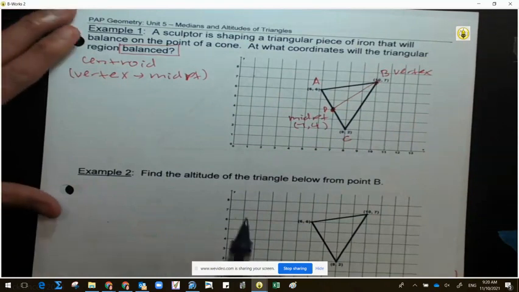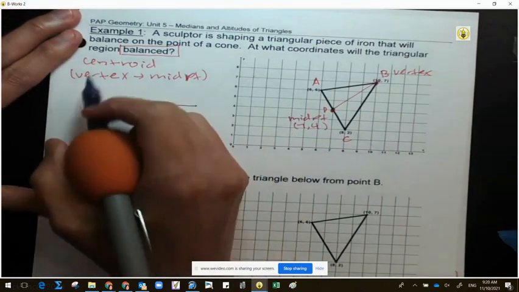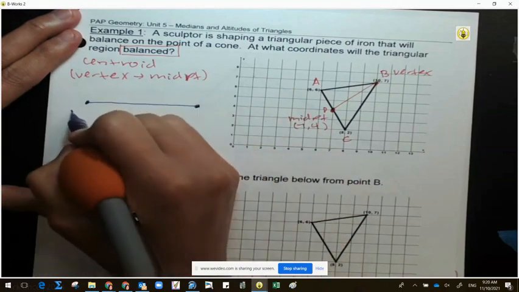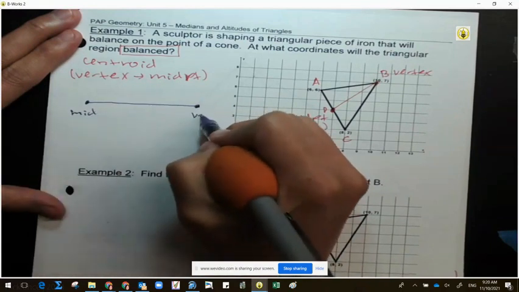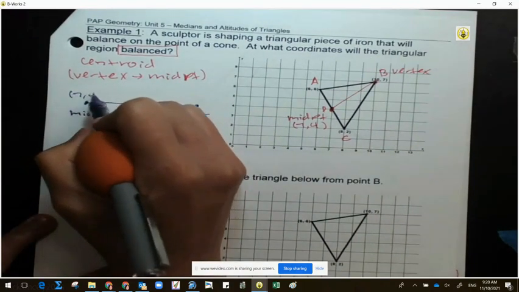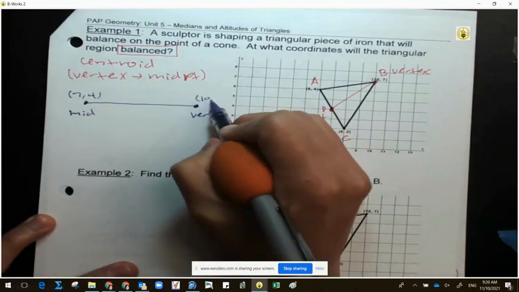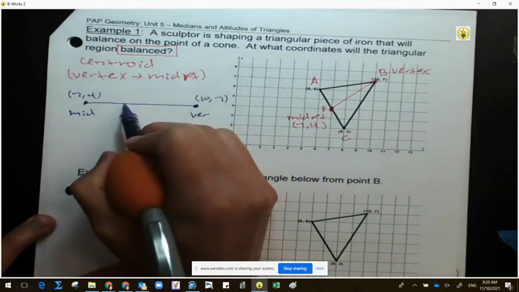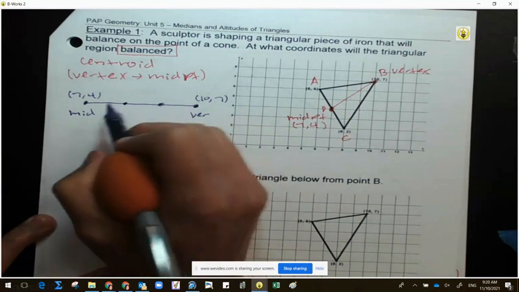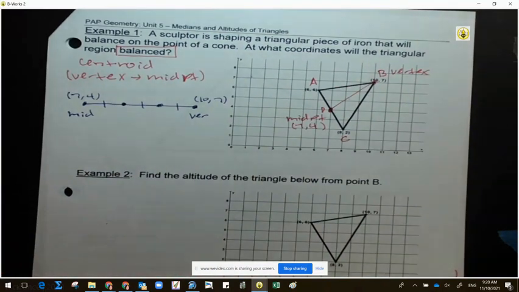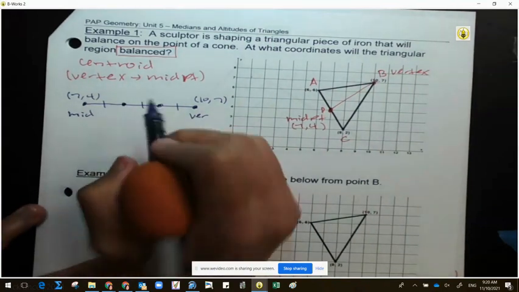So let's do a visual. On our visual, our endpoints are my midpoint to vertex. You can reverse that order if you want to. And our specific numbers are (7, 4) and (10, 7). And that's just by the given. And we know it's got 3 equivalent segments. So let's go ahead and notate that. And then we know our centroid.